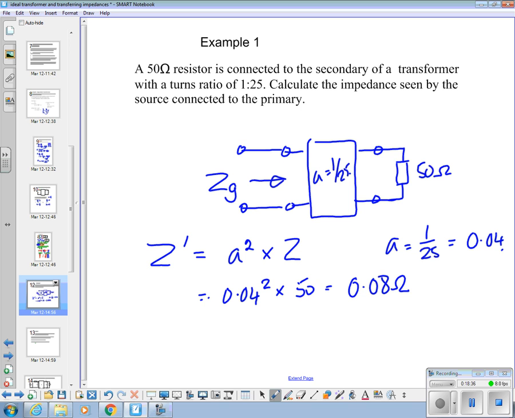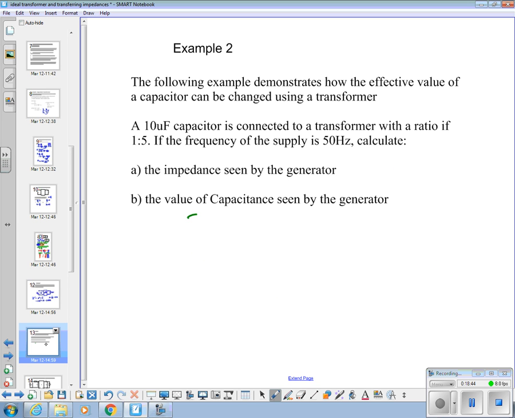You'll follow that example? The following example demonstrates how the effective value of a capacitor can be changed using the transformer. So we've got a 10 microfarad capacitor connected to a transformer with a ratio of 1 to 5. Frequency supply is 50 hertz. Calculate the impedance seen by the generator and the value of the capacitance seen by the generator.